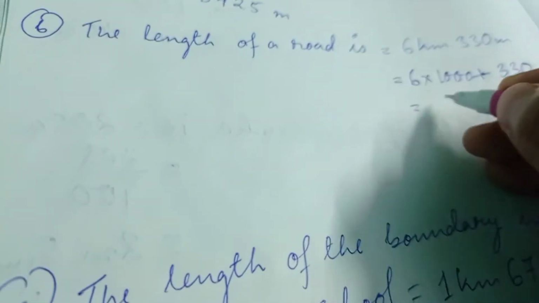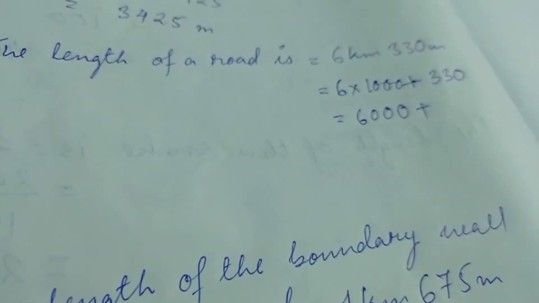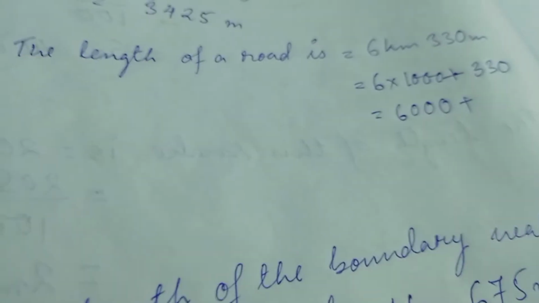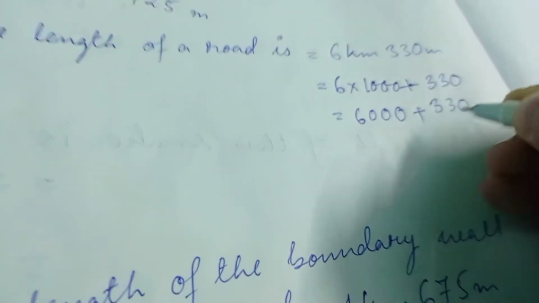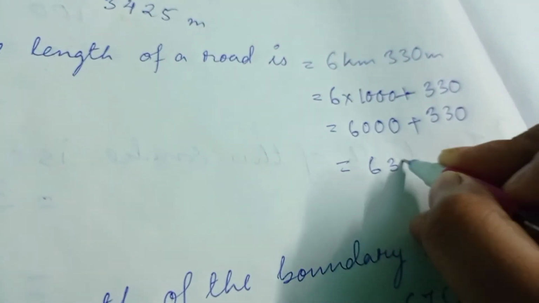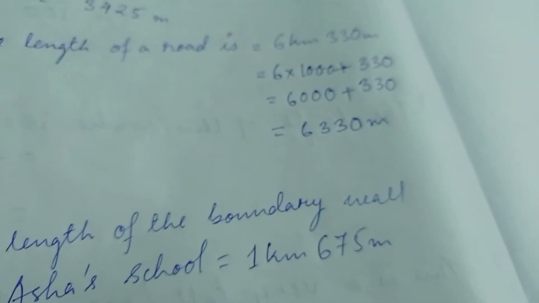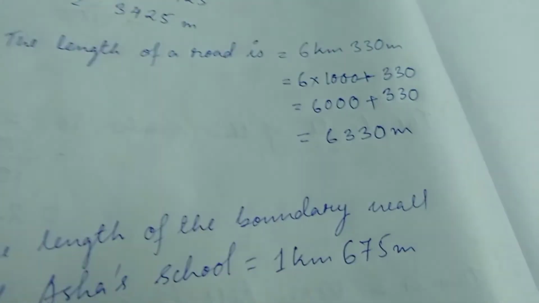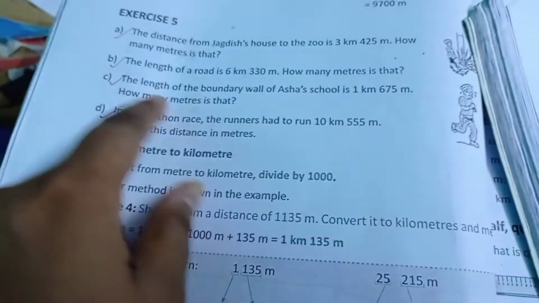So it will be 6000 plus 330. When you add, it will be 6330 meter is the answer. Okay, so this is the answer. This is number 1 answer, this is number 2. So let us go to number C. C is also the same type of question.